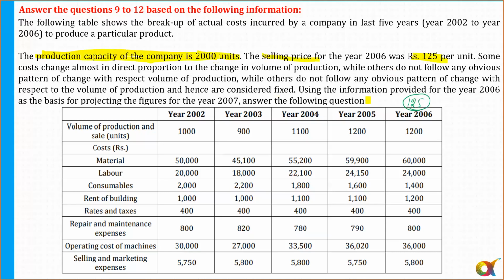Now it says some of the costs change almost in direct proportion. You know, direct proportion means what? If one of the values increases by 5 times, the other value should also increase by 5 times. When A is directly proportional to B, the proportionality constant will be there. So everything will change by the same proportion to the change in the volume of the production.